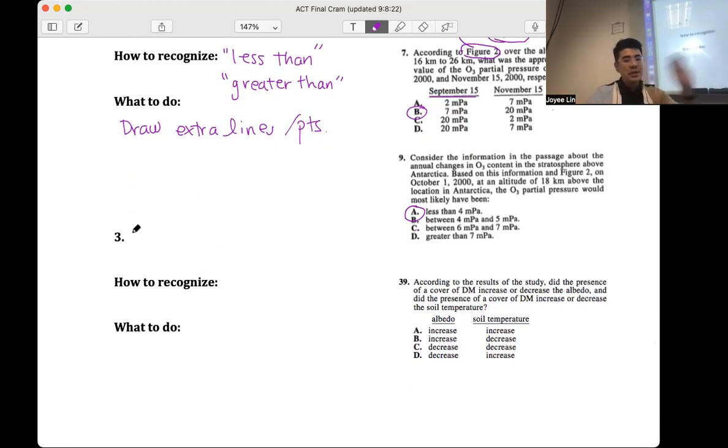Question type number 3, another easy one, right? It's relationship. And then how do you recognize it? It literally says increase, decrease in the question.